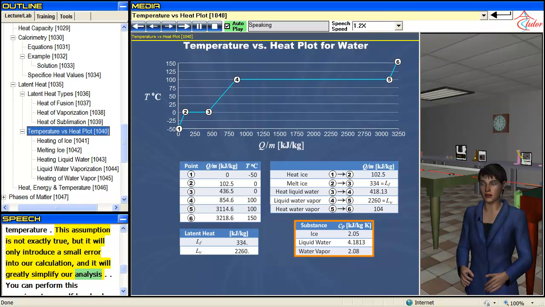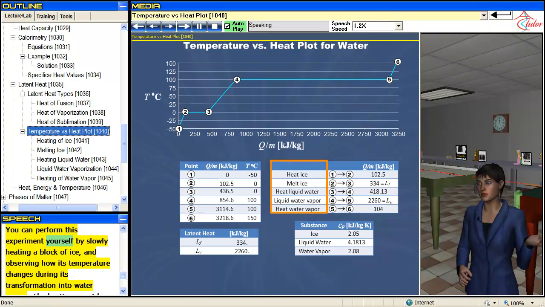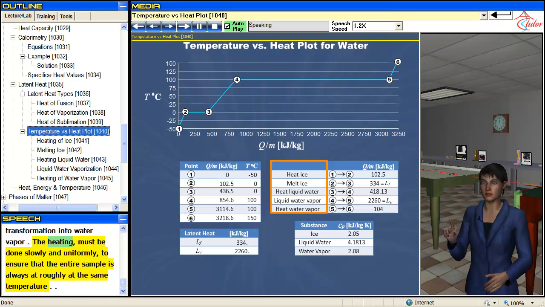greatly simplify our analysis. You can perform this experiment yourself by slowly heating a block of ice, and observing how its temperature changes during its transformation into water vapor. The heating must be done slowly and uniformly, to ensure that the entire sample is always at roughly the same temperature.